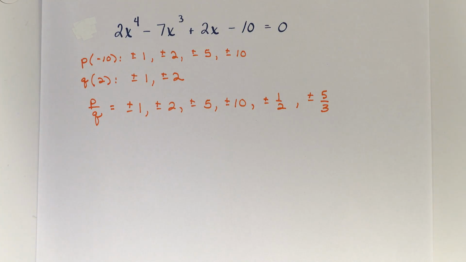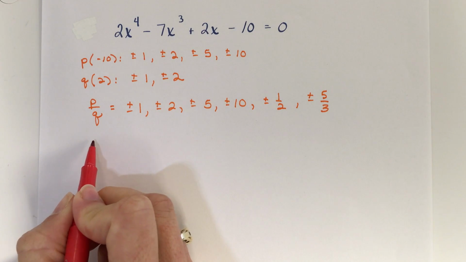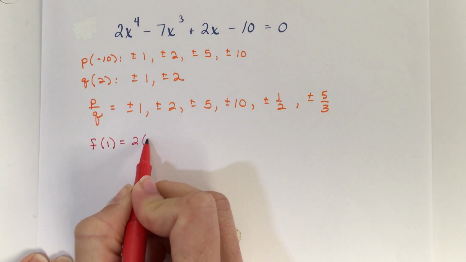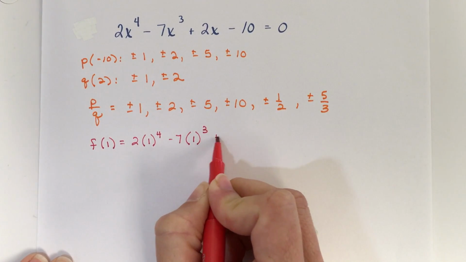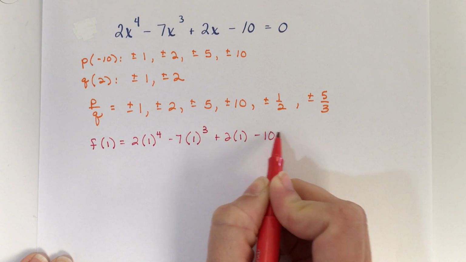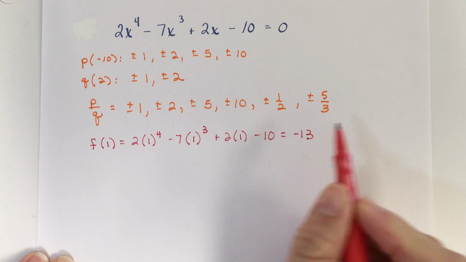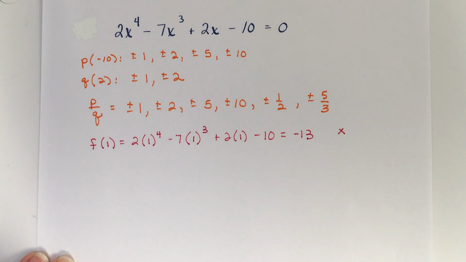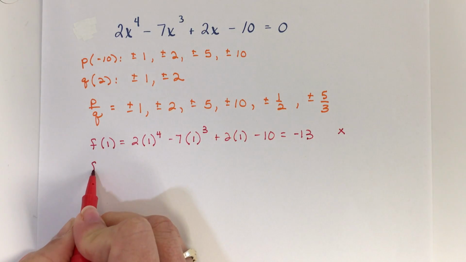So let's start out with +1. I'm starting with my list here, and I'm going to substitute +1 into the function. That means I have 2 times 1 to the 4th power minus 7 times 1 to the 3rd power plus 2 times 1 minus 10. I had already figured that, and it gives you -13. So obviously +1 is not one of those. I'm going to put an X by it, because I need the ones that cause this to equal 0. Then you just go down your list.